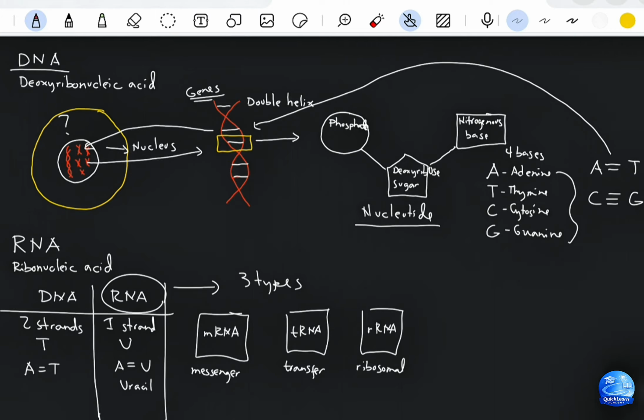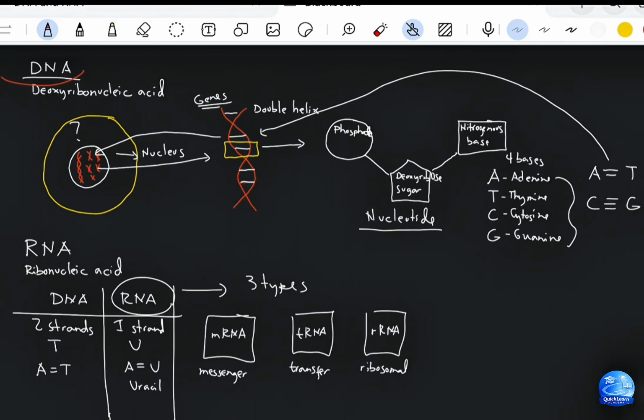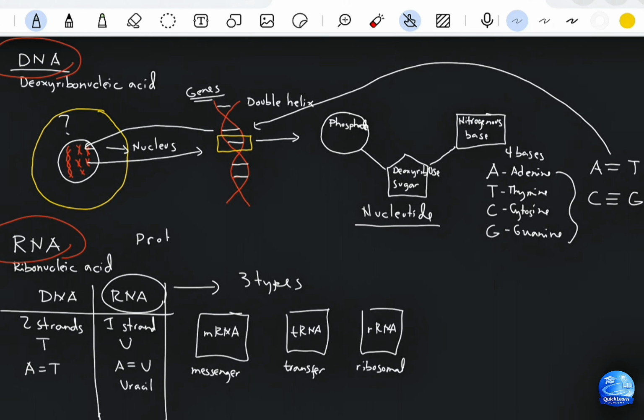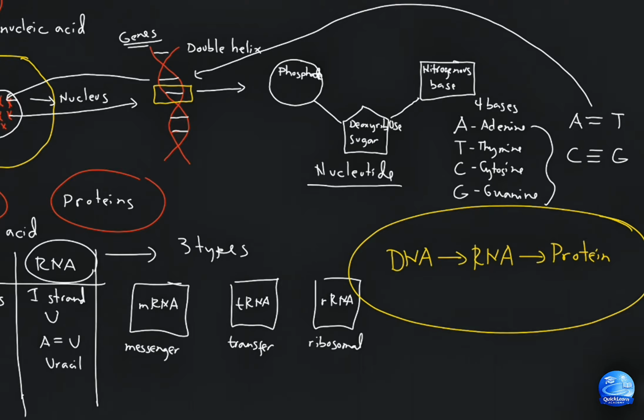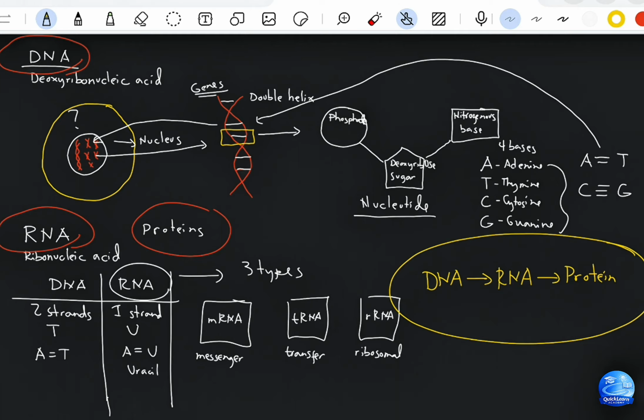Now let's put everything together. DNA stores the information. RNA carries and interprets the information. And proteins are built from that information. DNA to RNA to protein. DNA to RNA to protein. And that simple pathway is one of the most important ideas in biology, because every living thing depends on the flow of information from DNA to RNA and ultimately to proteins.